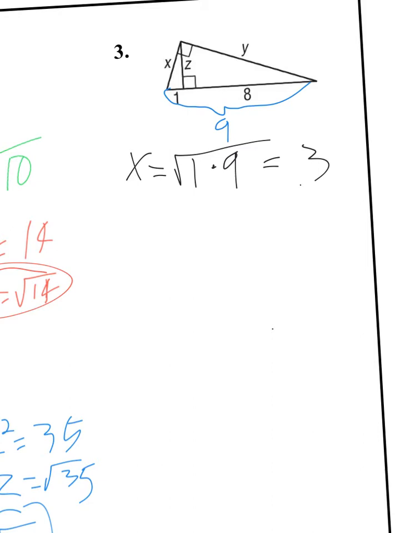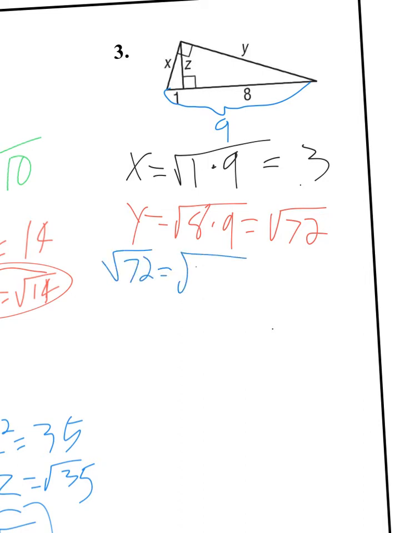Now let's figure out y. The base with the y is 8, and the total base was 9. So that's 72. Now, can 72 simplify? Yes, it can. The square root of 72 is the square root of 36 times 2. So I know the square root of 36 is 6, and the square root of 2 stays behind.